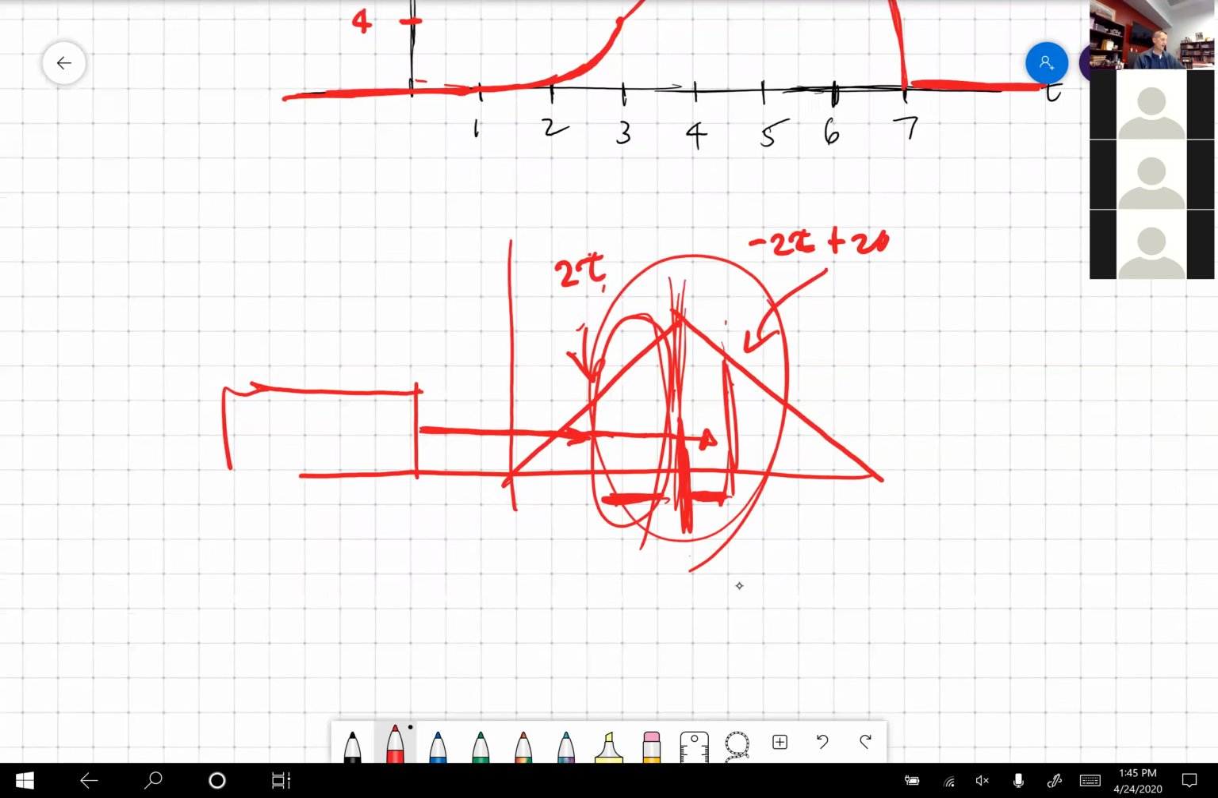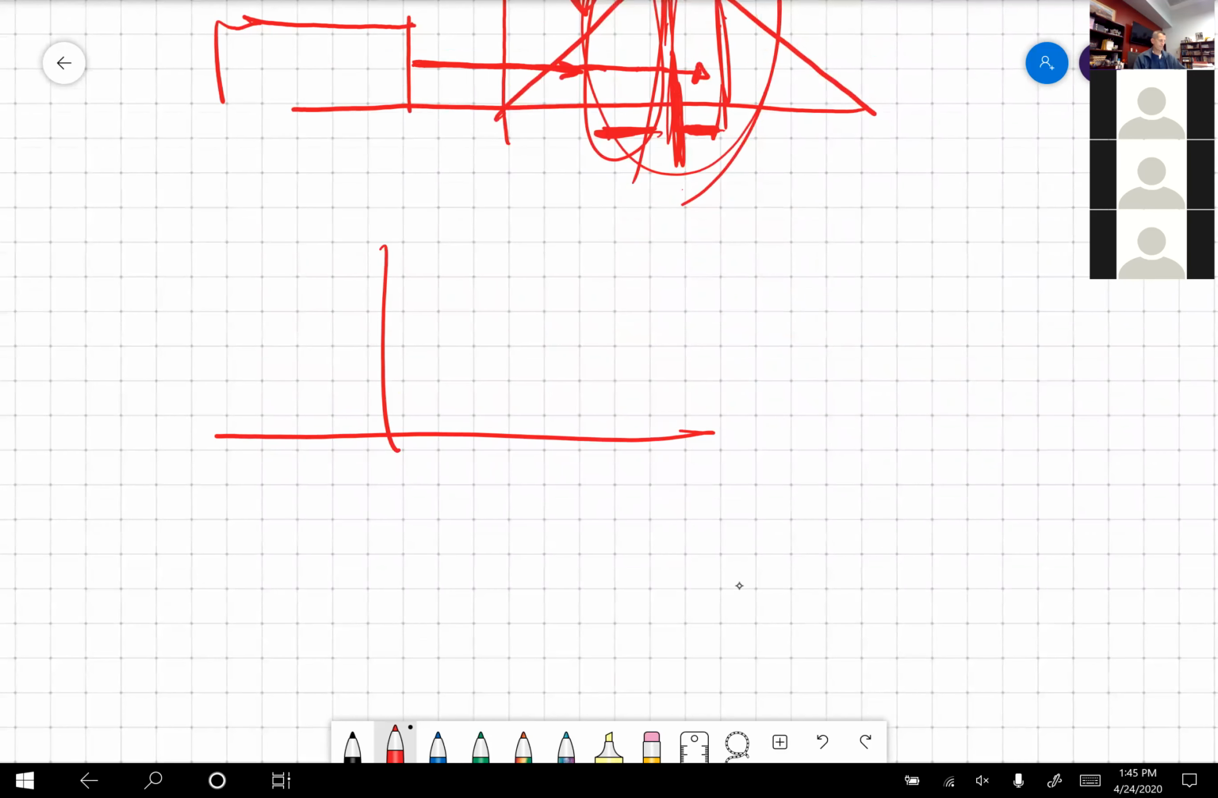The easiest ones are these. That's pretty easy. Oh, that just slides over. These are easy. They're just constants. That's a constant value. They're not even functions.